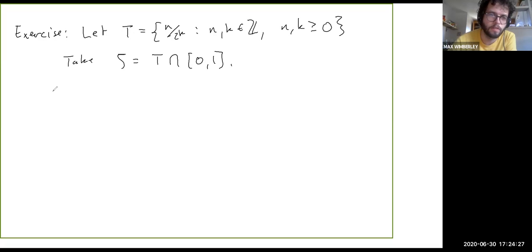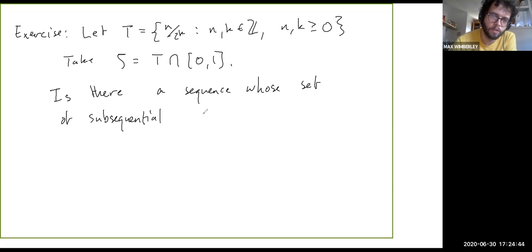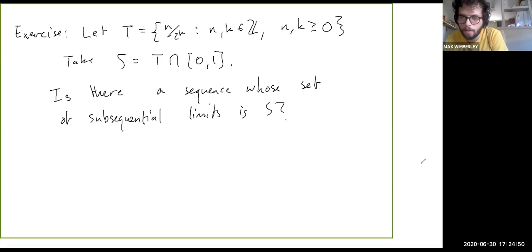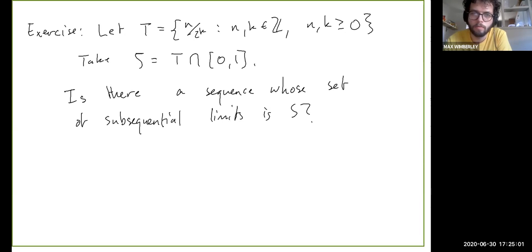So just all the numbers in here that are actually between 0 and 1 inclusive. Then the question is: is there a sequence whose set of subsequential limits is S? I think this is a pretty good little exercise. I'm going to put you guys into groups now, and we'll work on it, and then we'll come back. Let's say 5:35 we can resume.